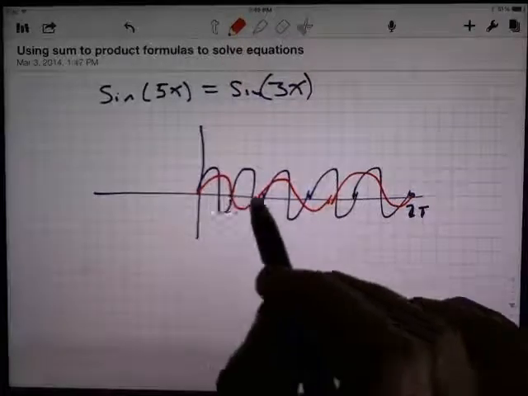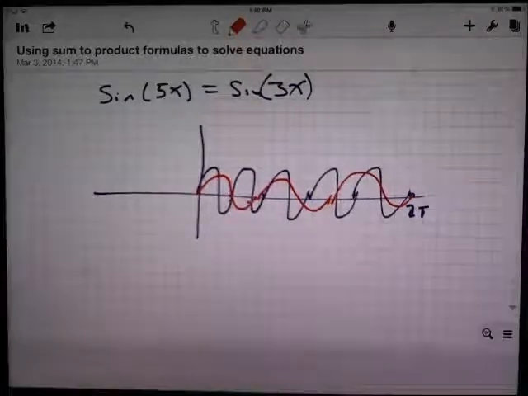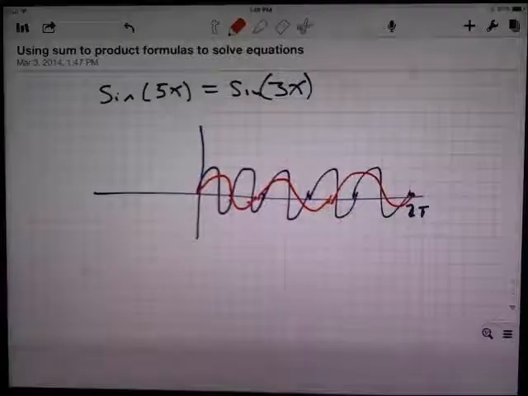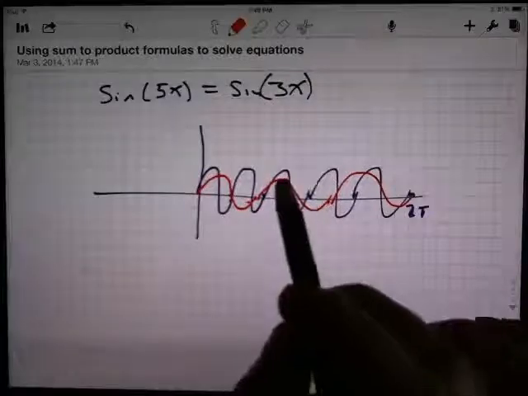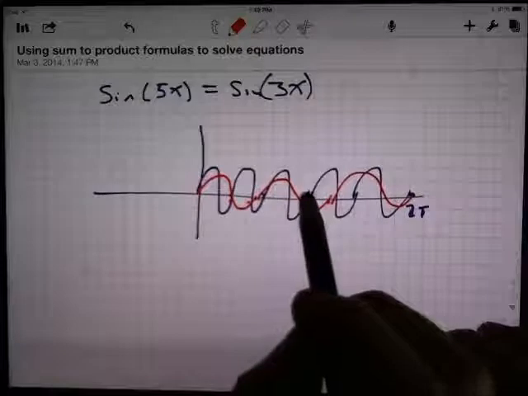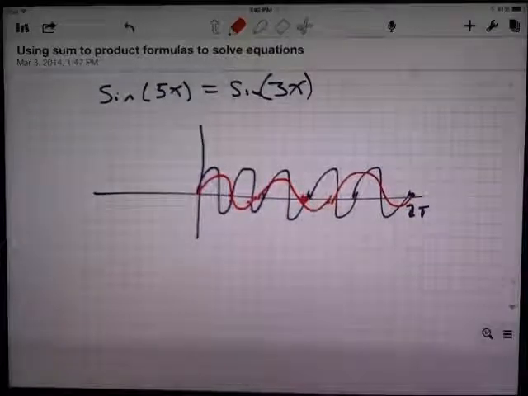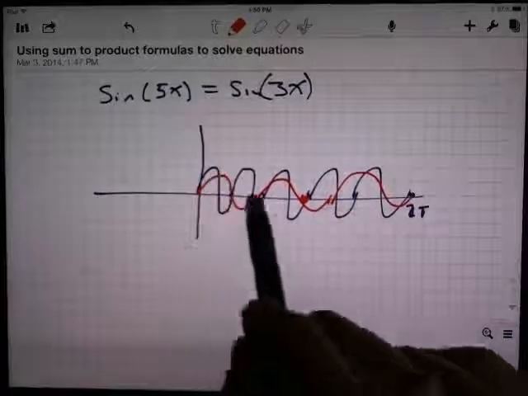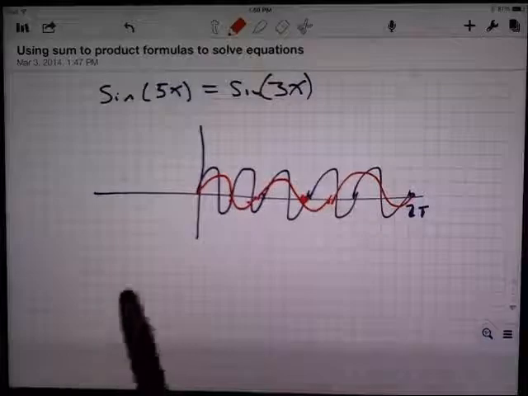Certainly they cross, but where exactly? Now, I didn't plot this overly accurately. There may be some places where I can tell definitely they cross, maybe where they line up at the highest point, or right smack dab in the middle. I didn't plot it accurately enough to see that, but I can see that certainly they cross a bunch of times between 0 and 2 pi.